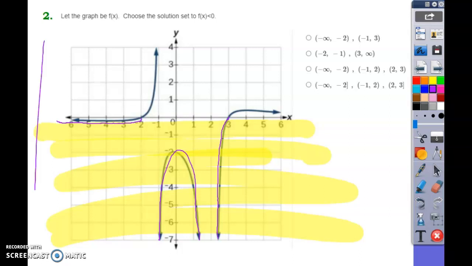So from negative infinity up to, but not including 2. Or is that a negative 2? That's a negative 2. Okay, so I can just cross off that one, the second one, that's not right. And then we also don't want to include that negative 2 because we're asked, where is the graph less than 0, not less than or equal to 0. So it's not that one either.